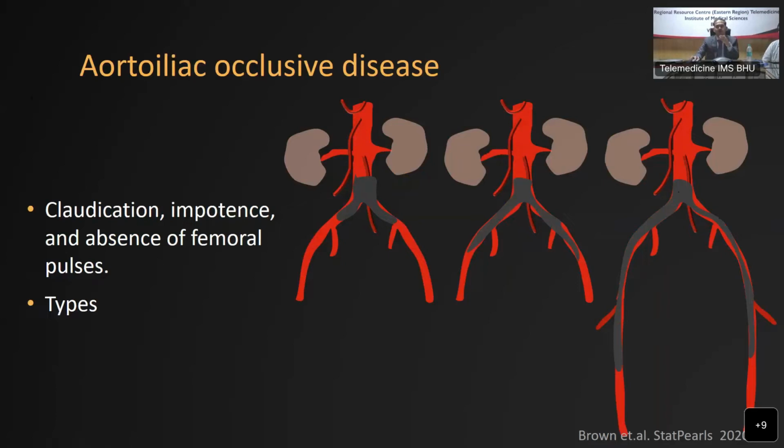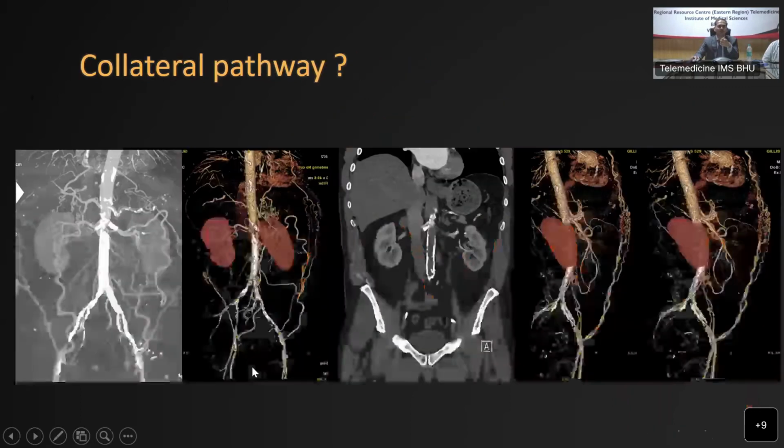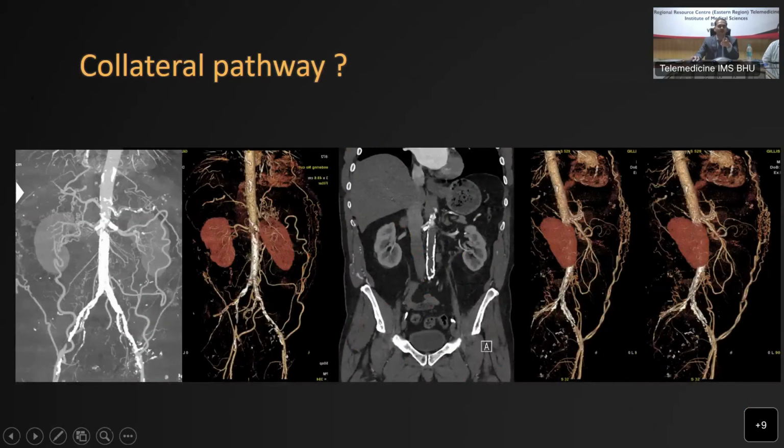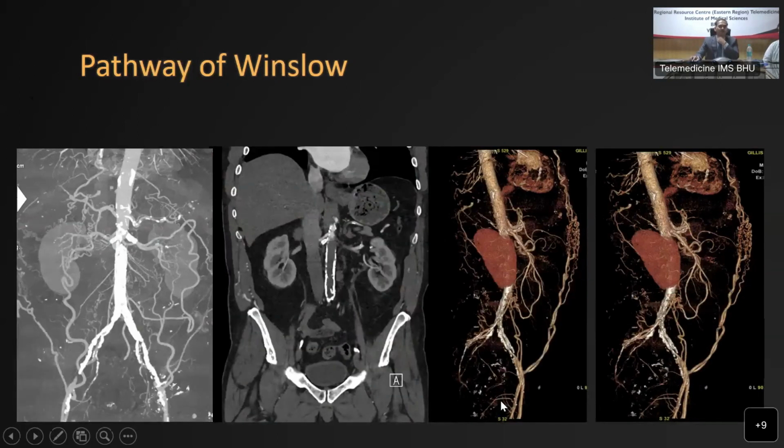So it is important to describe what type it is so that the intervention radiologist can plan the procedures properly. The collateral pathway on the case that I showed you is basically this pathway here, which is through the internal mammary, through superior epigastric, through inferior epigastric arteries, then supplying blood to the lower legs. So this collateral pathway is called the pathway of Winslow. It's an important pathway for patients with Leriche syndrome because that's the only way the blood will get to the legs.